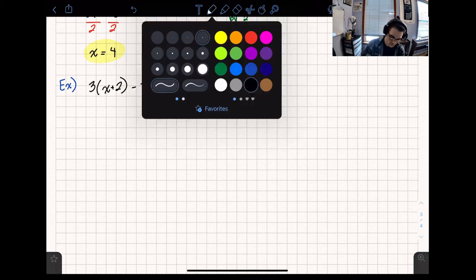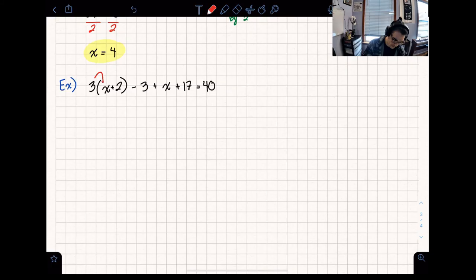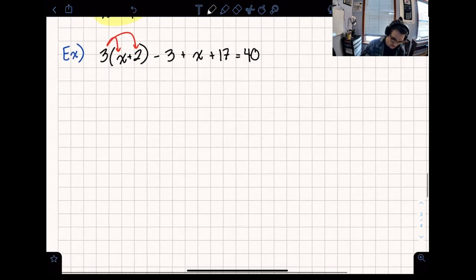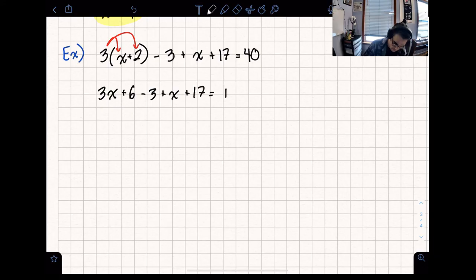We're going to distribute the 3 into both of the terms inside my parentheses. 3 goes into x, and 3 goes into positive 2. So now, after distributing the 3 there, we can write our new expression. 3x, 3 times 2 is 6, plus 6, minus 3, plus x, plus 17 equals 40.